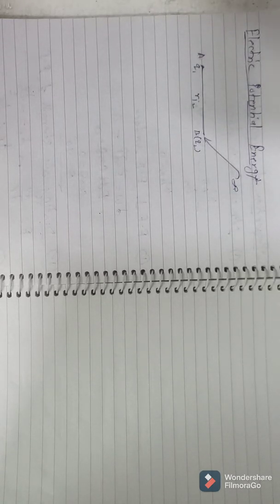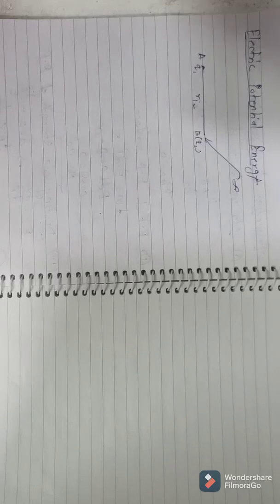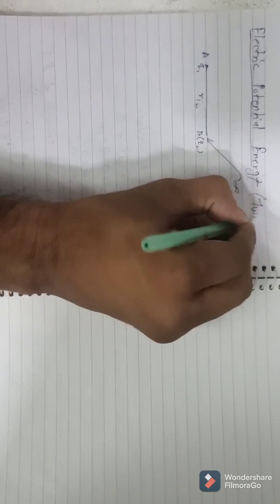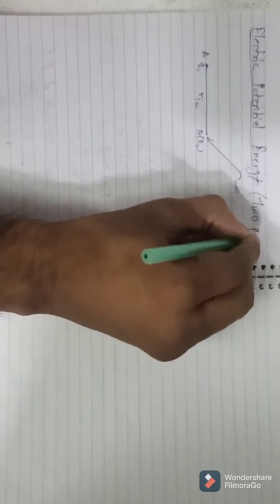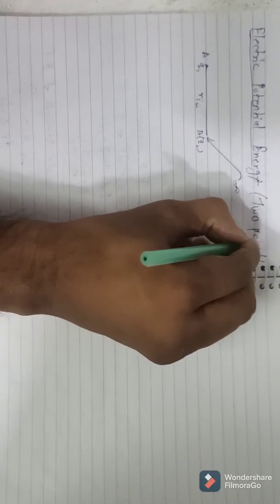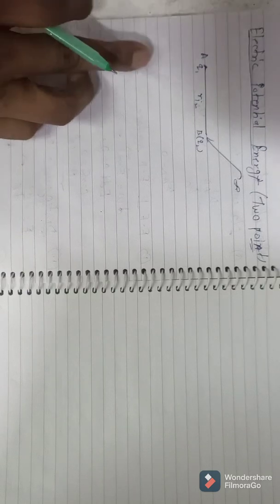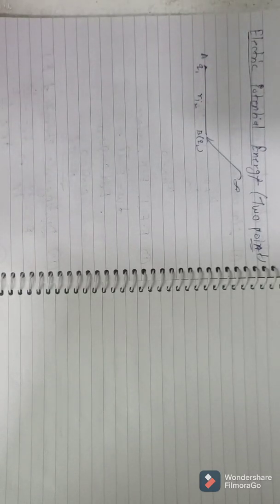Now first we will study electric potential energy for a system of point charges. First we are studying two point charges. Suppose a point charge q1 is at rest at point A in space.